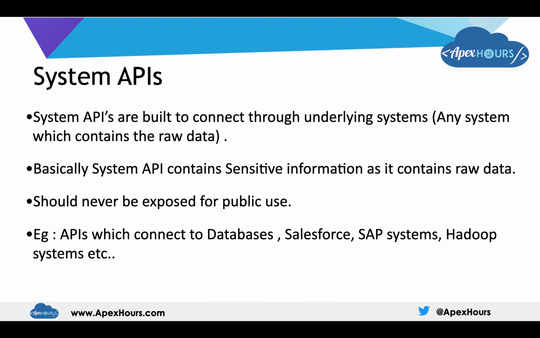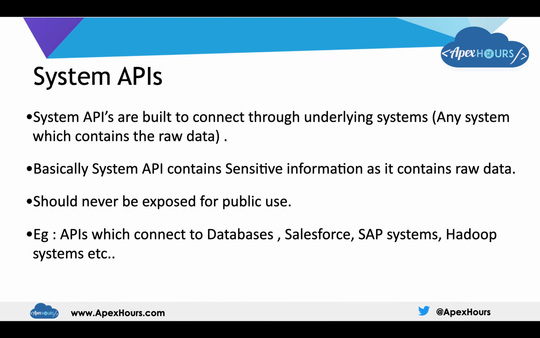And whatever API you have developed, for example, if you developed an API that is connecting to Salesforce directly, then that particular API you can call a system API, just because you have direct access to Salesforce in that API. Basically, system APIs contain sensitive information as they contain the raw data, because all the data is present in that particular system. It can be Salesforce, an Oracle database, or a MySQL database. If your API is directly connecting to an Oracle database, then that API is called a system API. This is the easier way to remember which API is called what.